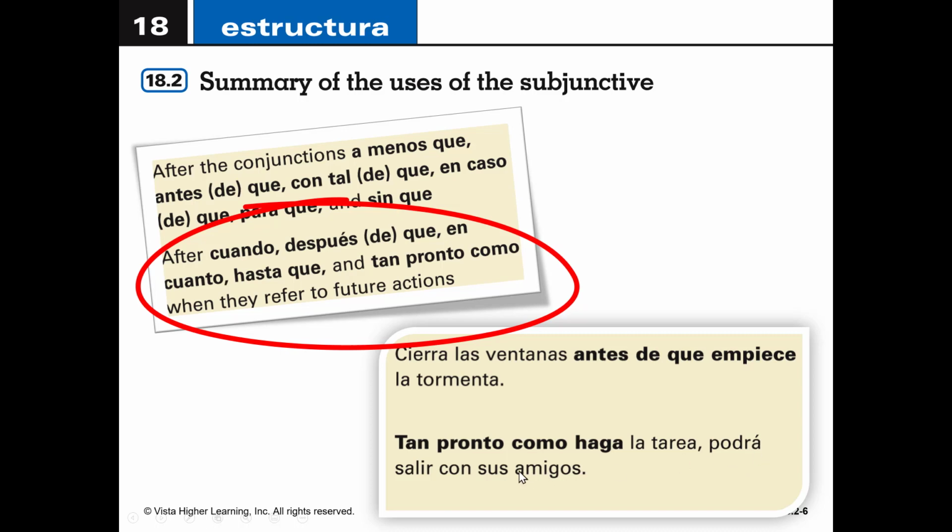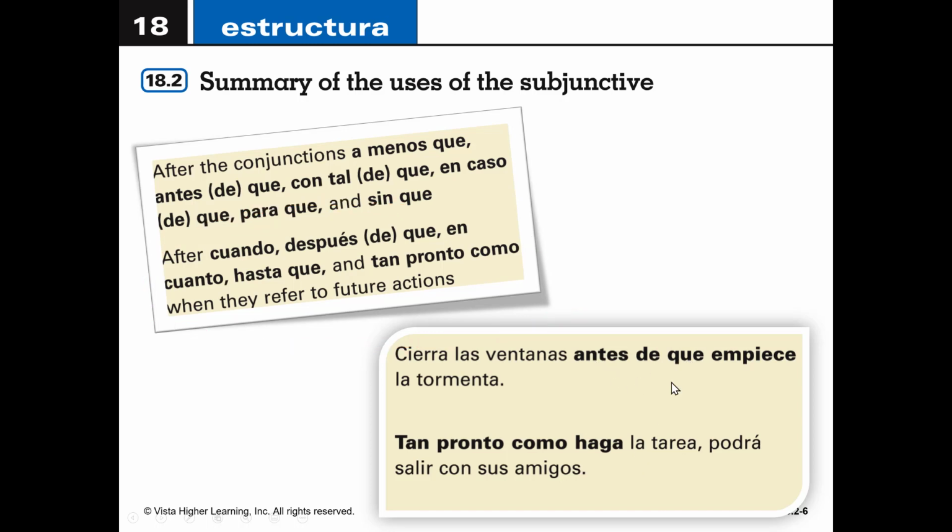She will be able to go out with her friends. That's a future action. Therefore, haga is in the subjunctive. Now, antes de que is part of this first group here. I know I need to use a subjunctive there. Cierra las ventanas antes de que empiece la tormenta.